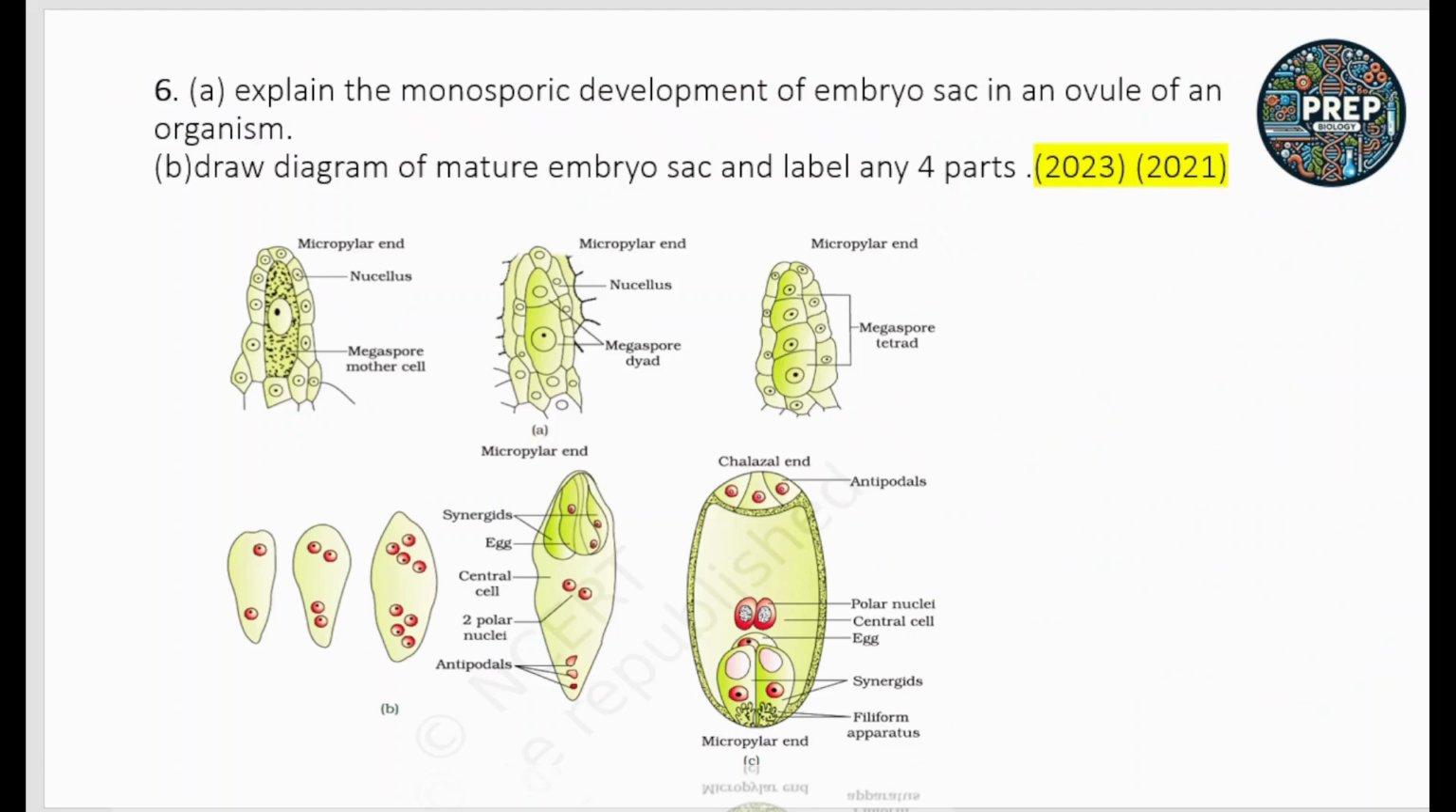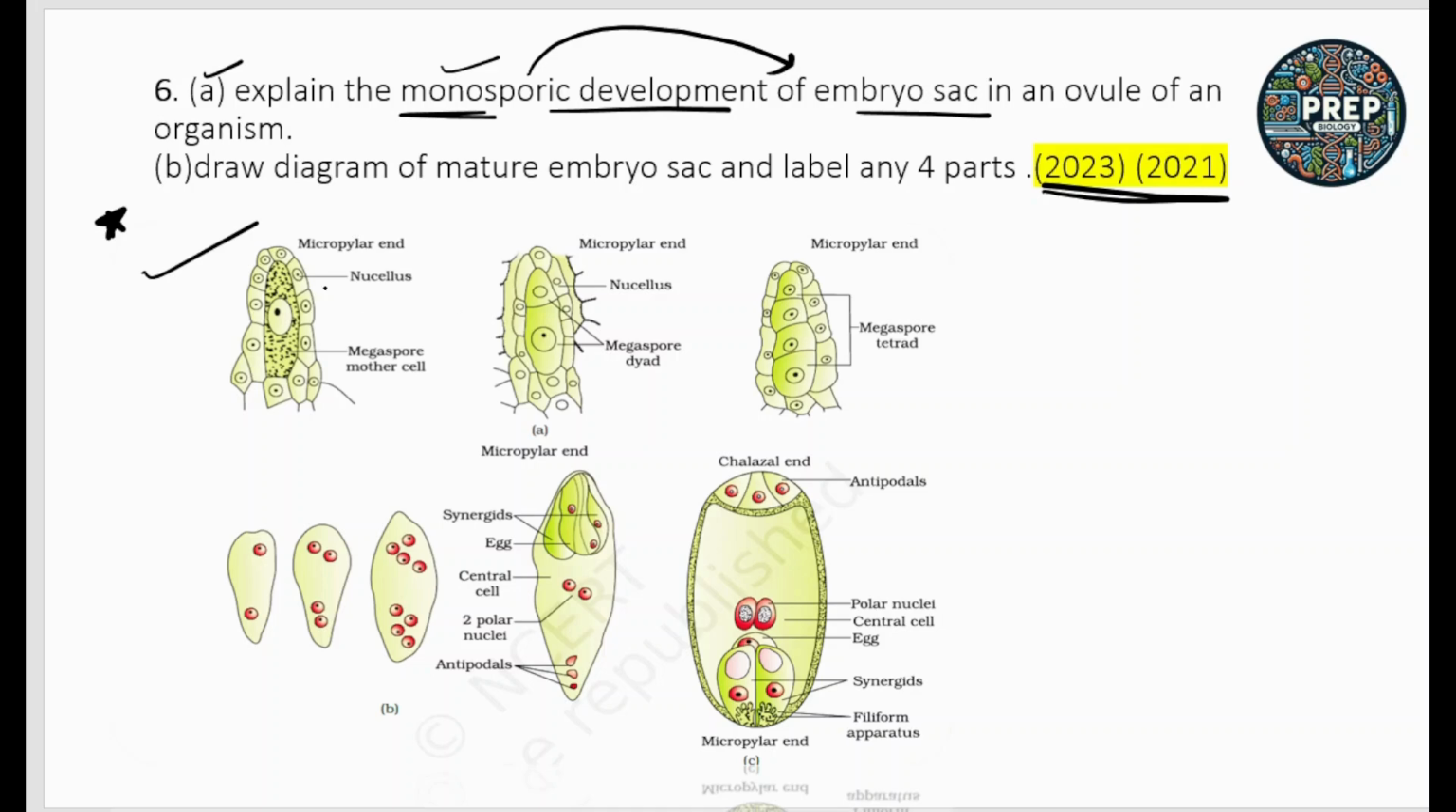Next question is, explain the monosporic development of the embryo sac in an ovule of an organism. This question has been asked in your 2023 board exams and 2021 board exams. Okay, so monosporic development is when one spore is converted into the embryo sac. Mono means single. So we know that this structure is very, very important, showing the monosporic development.